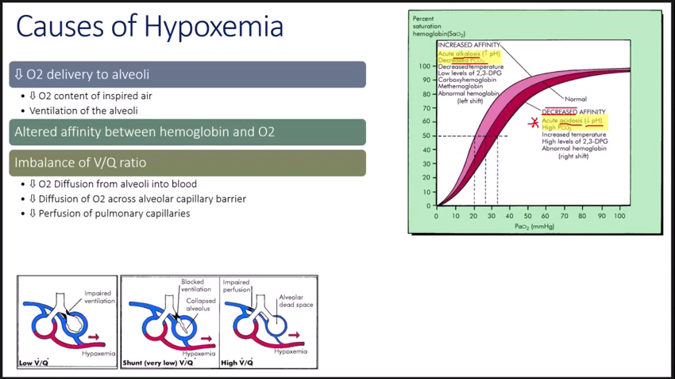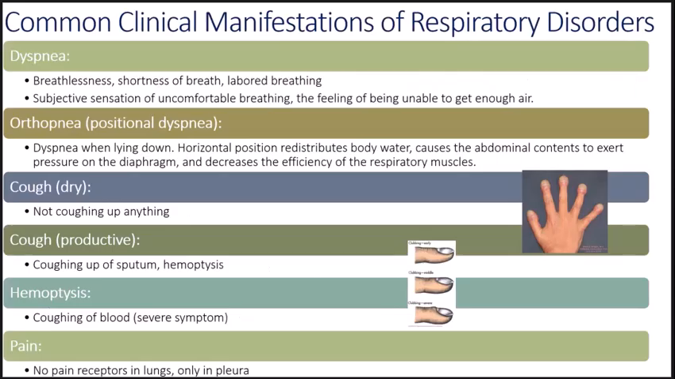What if we look at it in another state where somebody has increased affinity at the level of the tissues? That means we're not going to be able to drop it off so that the tissues can use it. So what we want is hemoglobin to hold on to oxygen at the right time and let it go at the right time. But certain conditions within our body, such as the examples that I gave you, can change or alter the normal affinity. I'm going to summarize some of the common clinical manifestations of respiratory disorders.